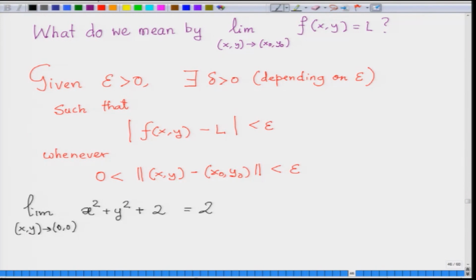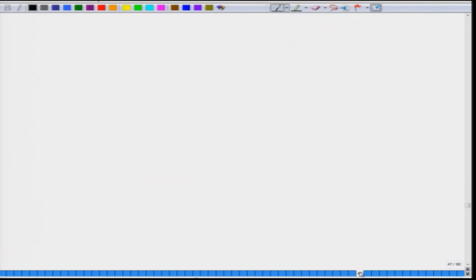Now, let us go to higher dimensions. Now, when I come to higher dimensions, like f is from Rn to R, how do I speak about continuity? How do I talk about limit? So, what do I mean by limit as x goes to x naught, where x is a vector in Rn, x naught is a vector in Rn, and that limit is L.